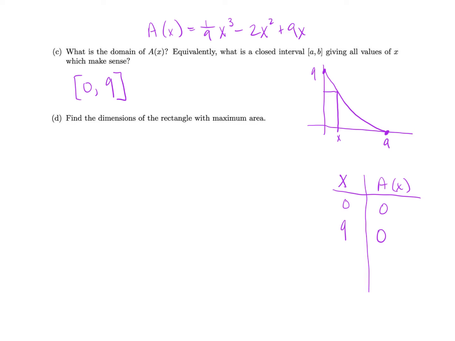Now, to this table of values, I need to add some more x values, specifically critical points. I find critical points by taking the derivative and setting it equal to 0. So A prime of x is going to be 1/3 x squared minus 4x plus 9. Set that equal to 0. Now, we could use the quadratic formula, or we could try to factor. But factoring can be tricky when your coefficient on x squared is not a 1. So I will multiply both sides of this equation by 3 to make my factoring a little easier.